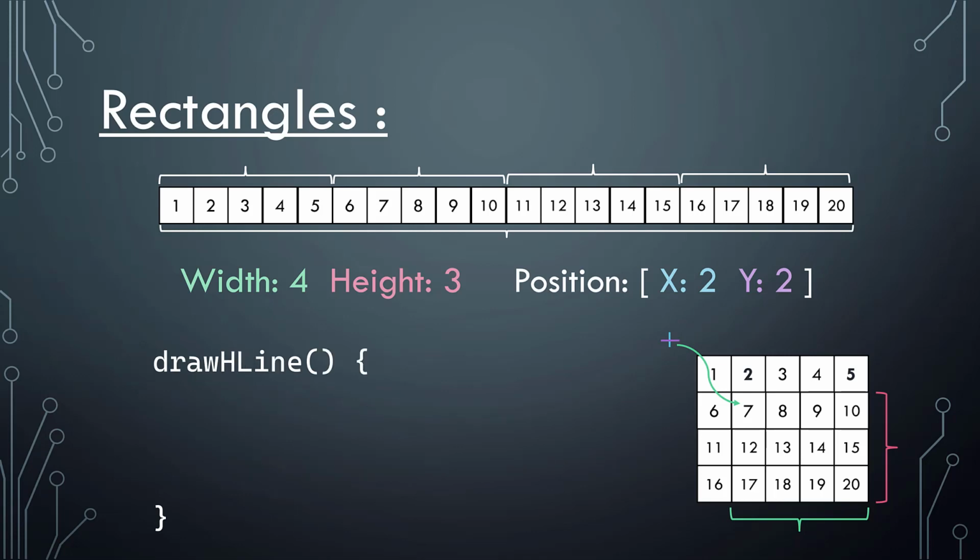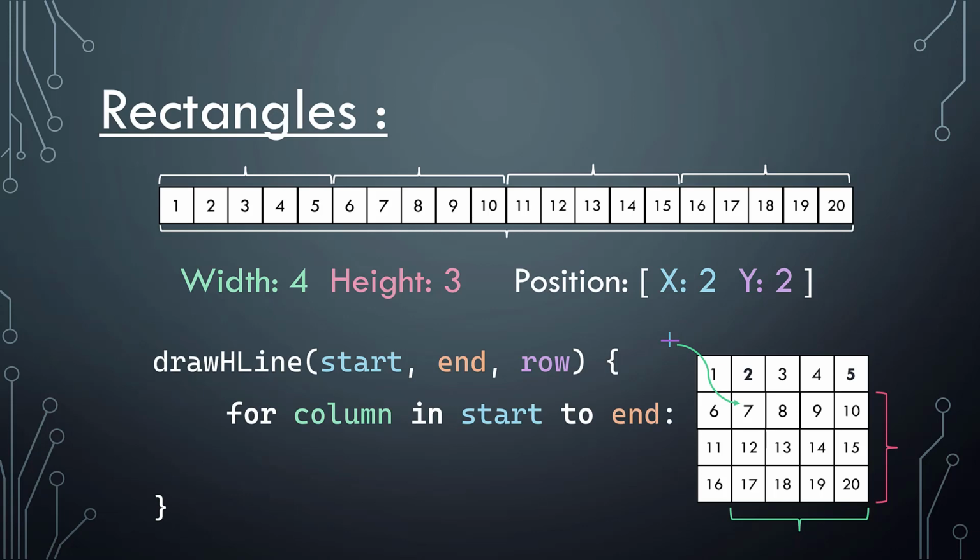Okay, so a rectangle is just 4 lines, 2 horizontal lines and 2 vertical lines. So let's see what a procedure that draws a horizontal line would look like. We need a starting column value and the end column, and we need the row in which we're going to be drawing the horizontal line. Then we're just going to go column by column, from the start column to the end column, and draw a pixel at the current column with the constant row that we got in the procedure.